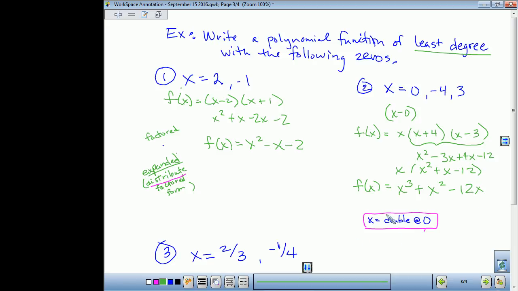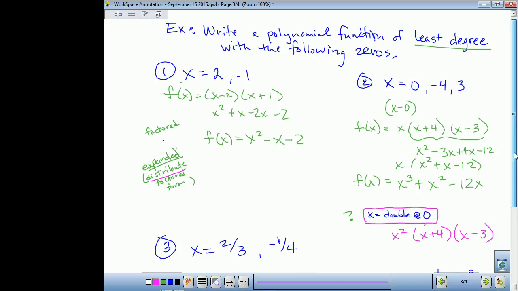Okay, so right here, what would change? What would change if we had a double root at 0? How would this look different? If everything else was the same, but it told us they had a double root at 0. It would have to be squared. So we'd start off with x squared, and then this, and then this. You got it?